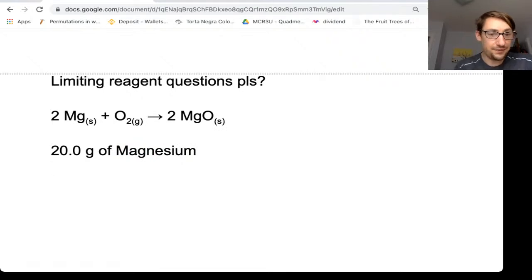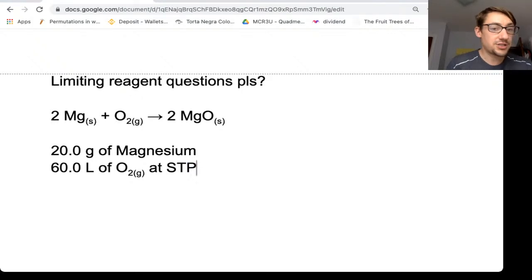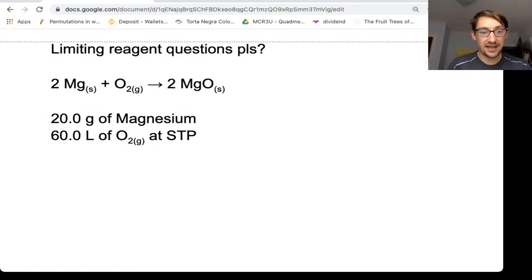And I'll say we have 60 liters of O2 gas at STP. Now it's a gas, so I'm going to have to give you the temperature and pressure, which I do here. Okay. In order to figure out which of the two reactants limits you, you have to convert all of those reactant amounts.